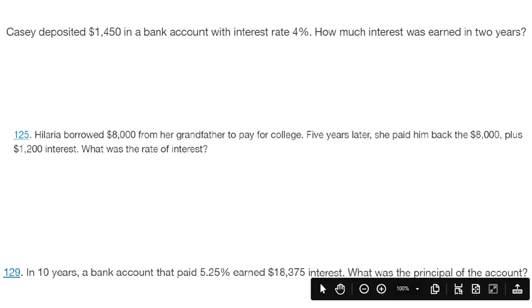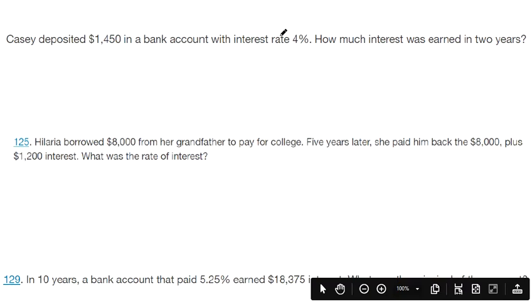Casey deposited $1,450 in a bank account with an interest rate of 4%. Oh, sorry, I'm supposed to put that at the top here. We're doing the simple interest formula, and I wrote it out with dots for multiplication. T is in terms of time, okay?